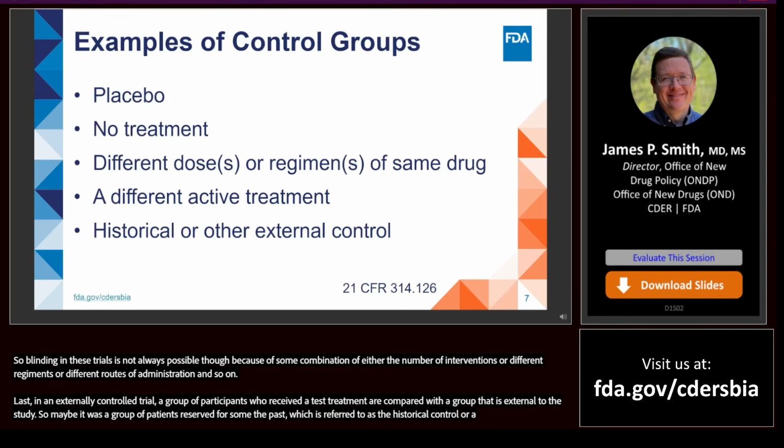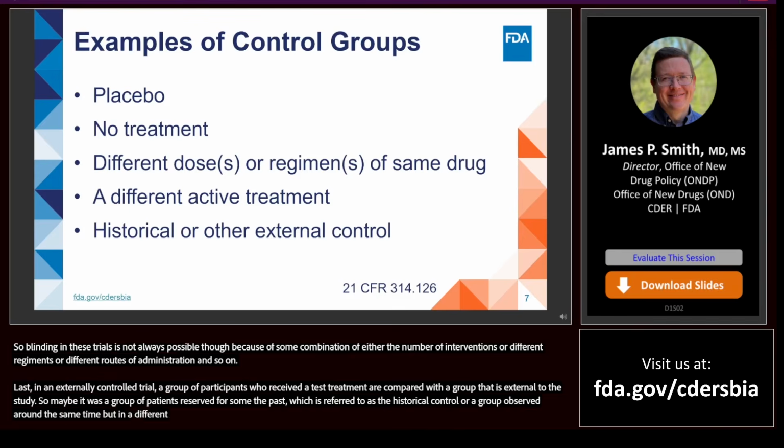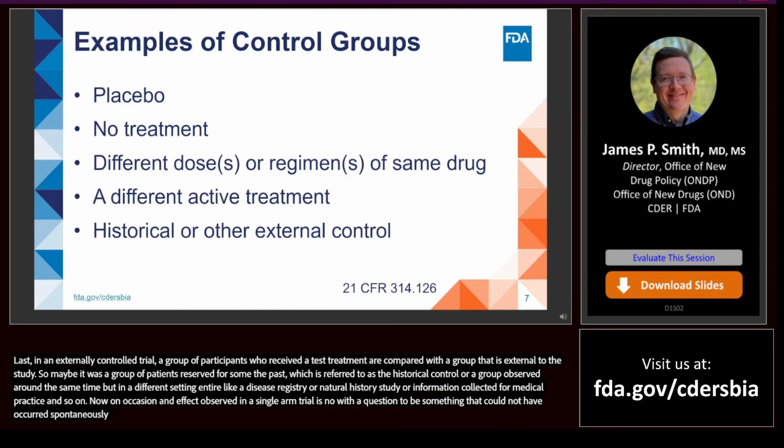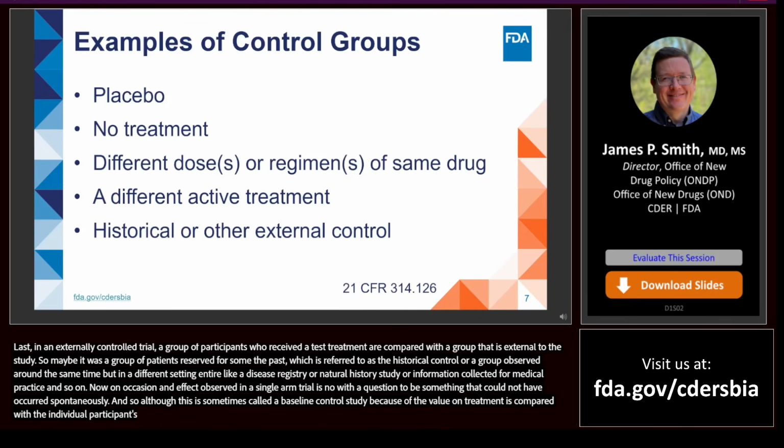Now, on occasion, an effect observed in a single arm trial is known without question to be something that would not have occurred spontaneously. And so although this is sometimes called a baseline controlled study because a value on treatment is compared with the individual participant's baseline value, that's actually also a type of external control, because what you're really doing there is relying on the very strong knowledge, which is derived external to the trial itself, that the change that's been observed would not have occurred in the absence of the intervention.